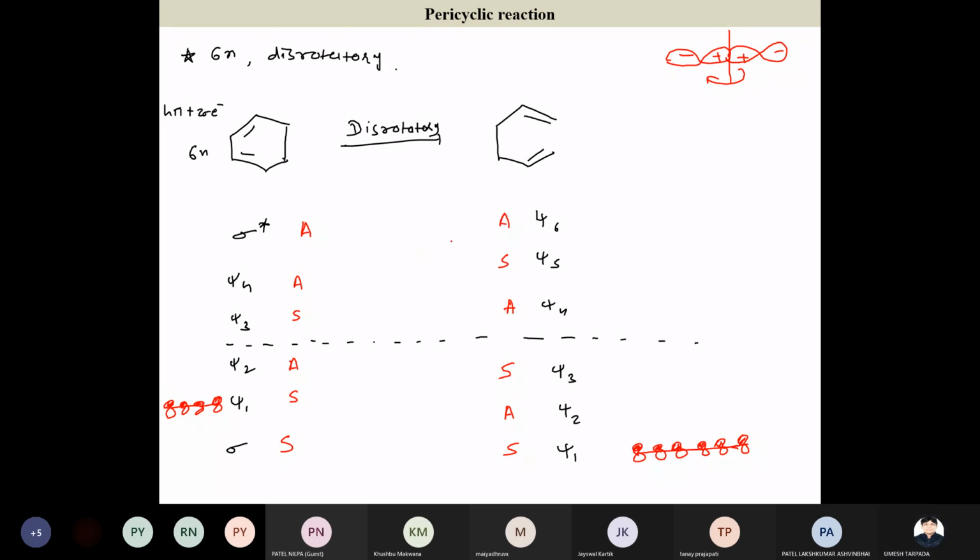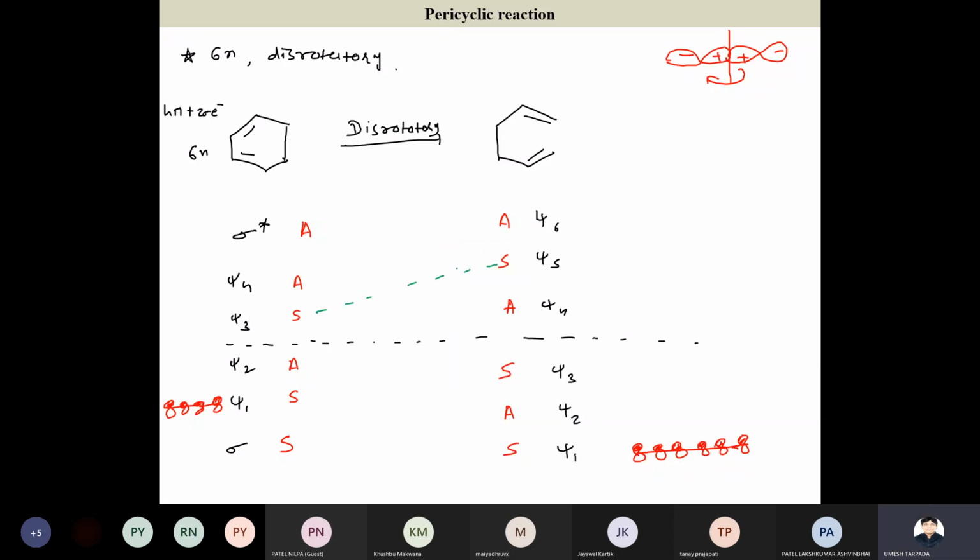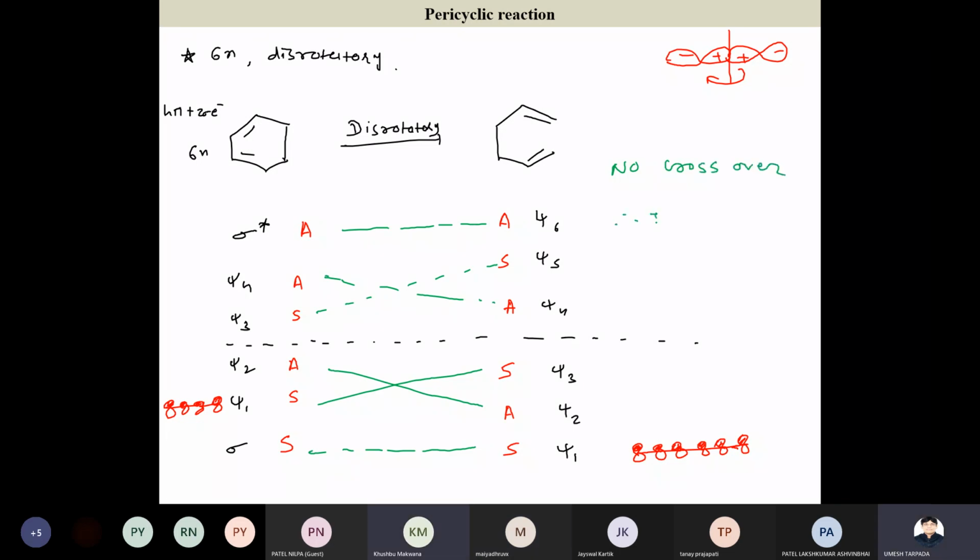Now we have to check whether it is photochemical or thermal. For that we can just compare the symmetry. These two are correlated with each other. These two are correlated. There is no crossover. So what happens? Therefore it is thermally allowed. Good.